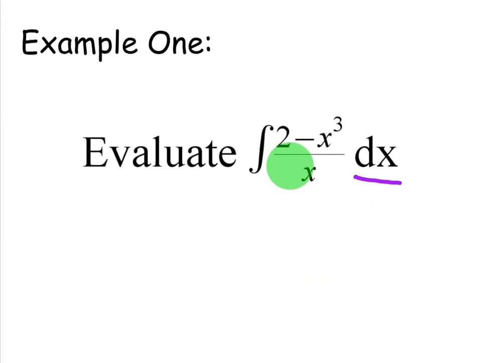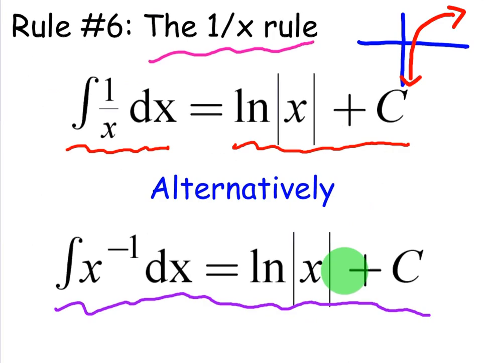So that's it for example 1 and applying the antiderivative of 1 over x rule. If you have any other questions about this, let me know.